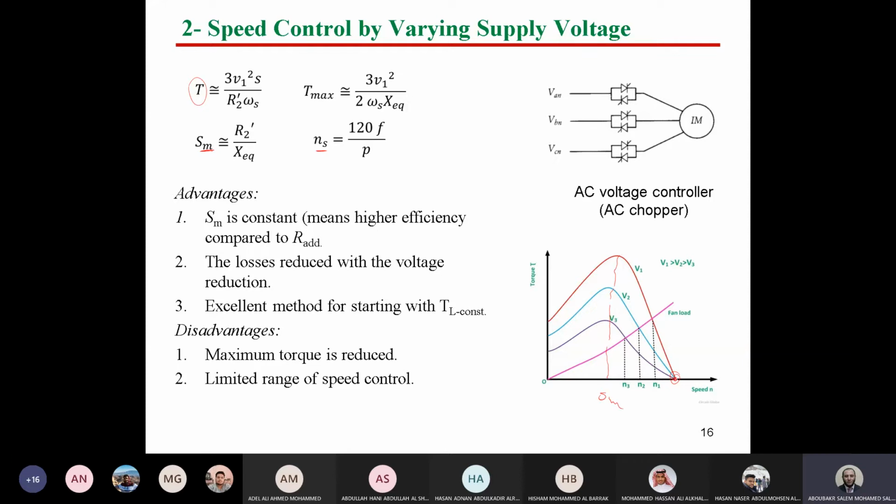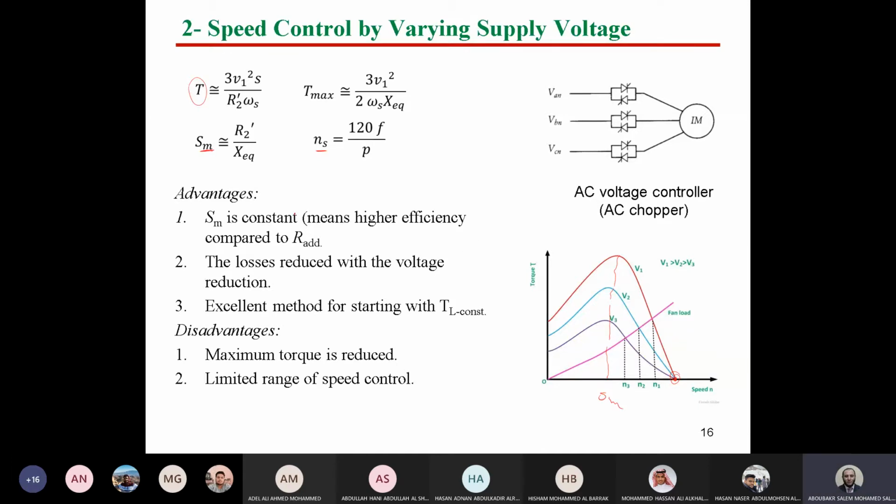NS is constant. T maximum decreases. Of course, torque at any time with the load will be decreased if you decrease the voltage. So what are the benefits and how can we make this control? Let's see the advantages and the drawbacks from the curve here.